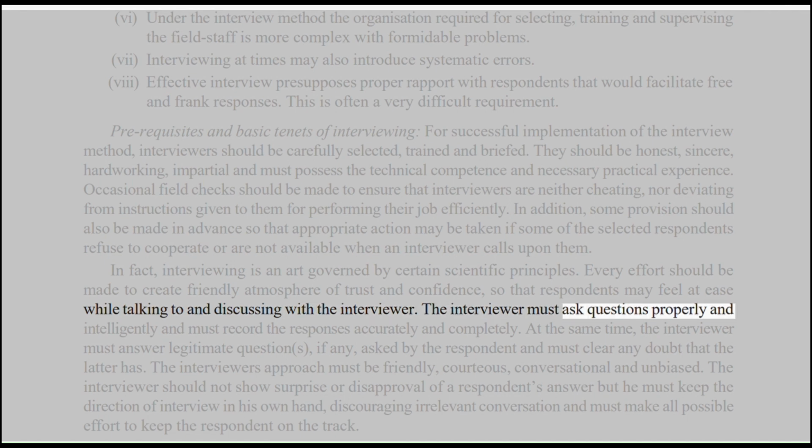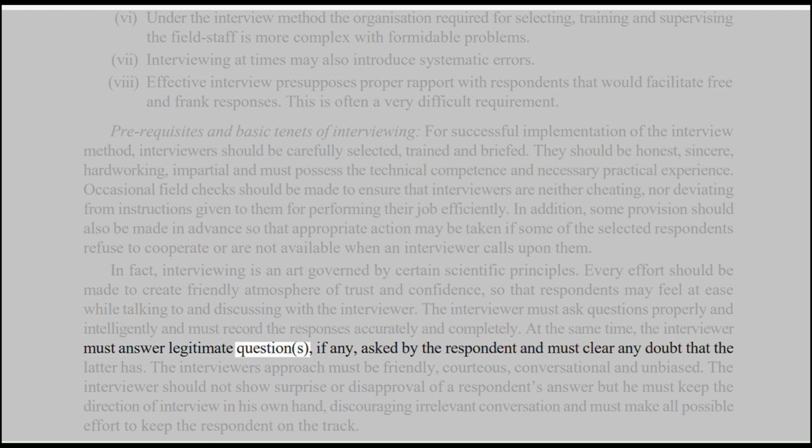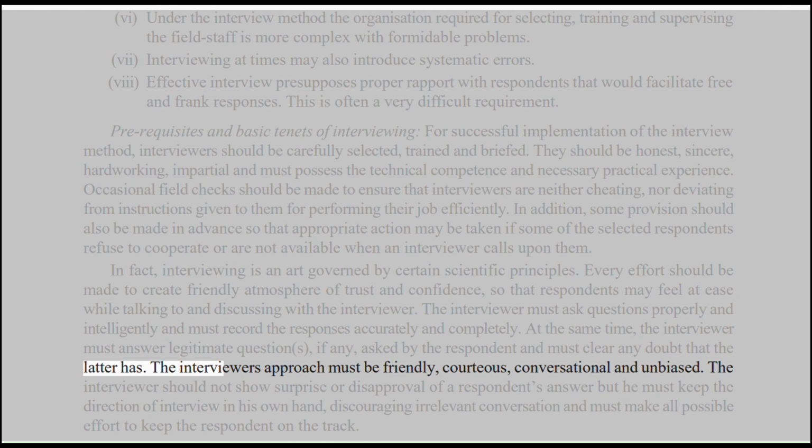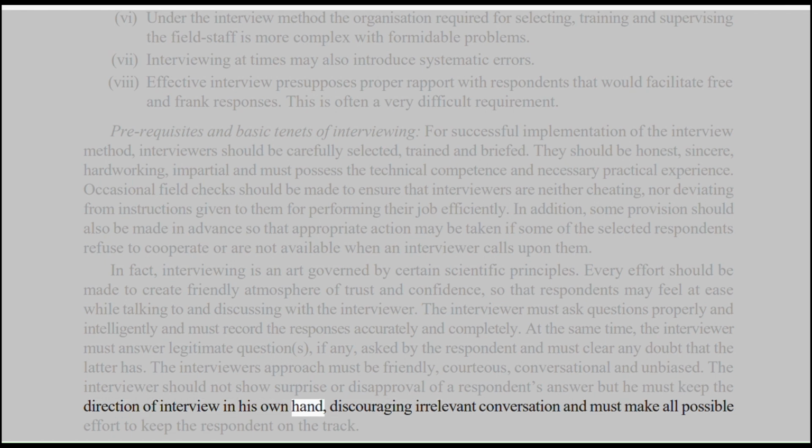The interviewer must ask questions properly and intelligently and must record the responses accurately and completely. At the same time, the interviewer must answer legitimate questions, if any, asked by the respondent and must clear any doubt that the latter has. The interviewer's approach must be friendly, courteous, conversational and unbiased. The interviewer should not show surprise or disapproval of a respondent's answer, but he must keep the direction of interview in his own hand, discouraging irrelevant conversation, and must make all possible effort to keep the respondent on the track.